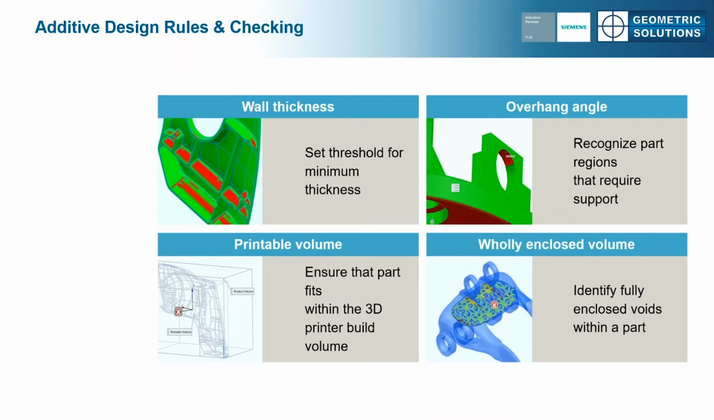Well, with NX, you don't have to worry about all that. You can set the wall thickness, the printable volume. Am I going to have voids? Or are there any other areas that need support? And this is all built into NX with additive manufacturing.